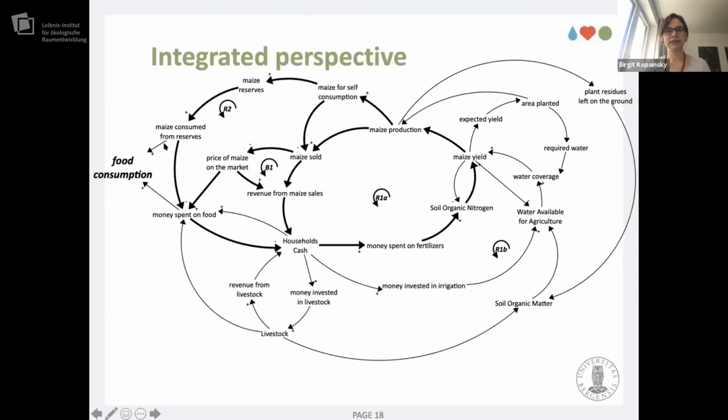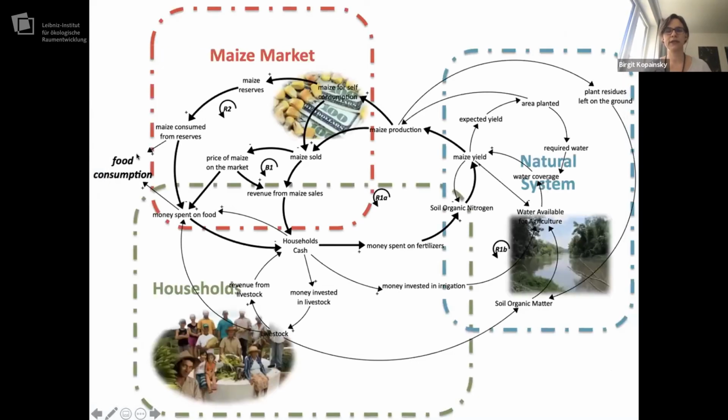But basically what we can see here in this integrated perspective is we have some processes that talk about economic things, so about storing crops, maize reserves, the price of maize on the market, how much money farmers need to spend on food, and how much cash they have available. Then there is a sector that talks about decisions on household level. On household level, basically farmers generate revenue that they invest either on fertilizers, irrigation, livestock, or in food.